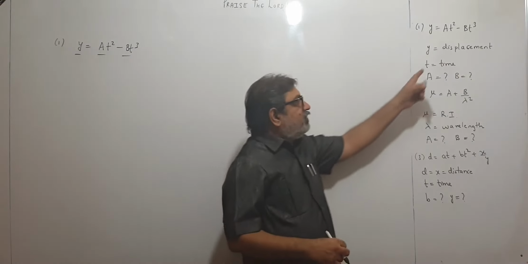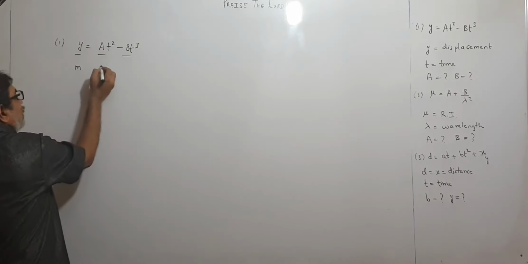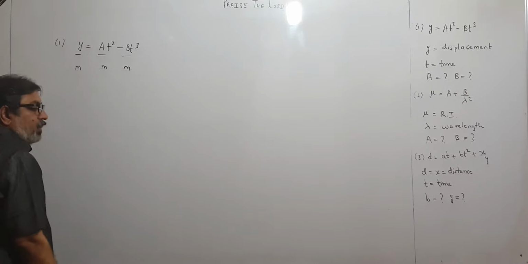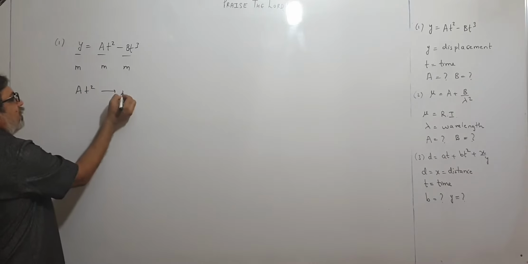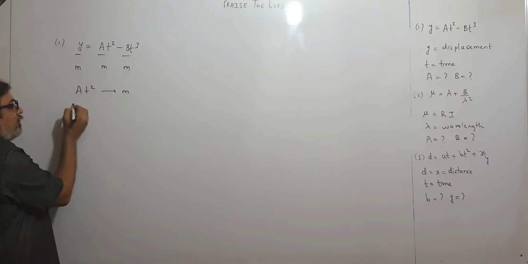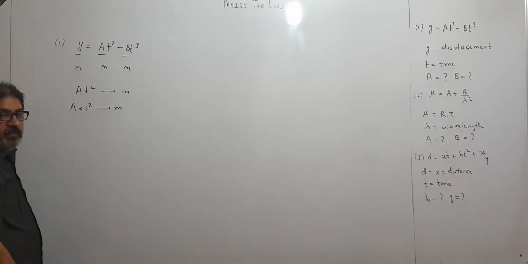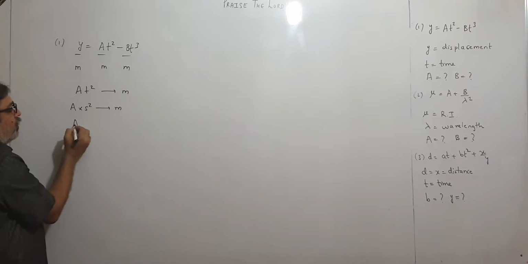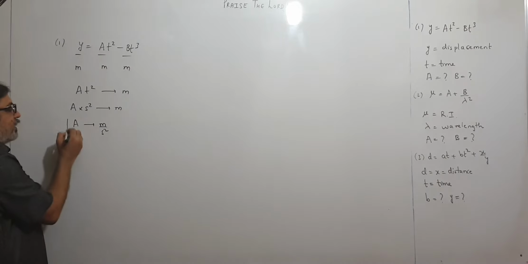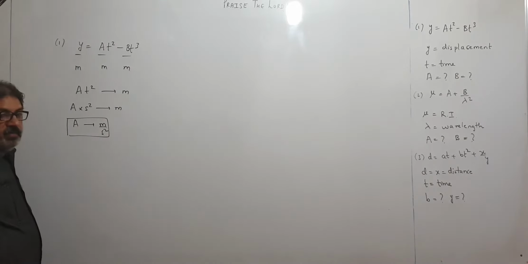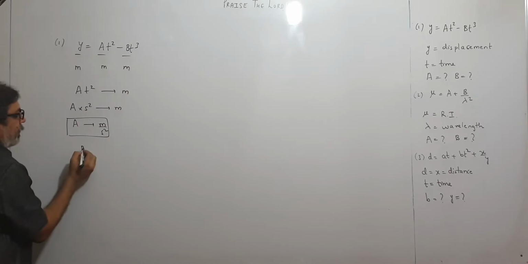Now it is given to me that y is displacement. So y is displacement, that means this should be meter, this should be meter, and this should be meter. All should be in meters. So that means at square should have unit meter. That means a into t, which is time given to me, second square should be meter. Take second square over there. So unit of a should be meter upon second square. So I get the unit of a. Cross multiplication, I come to know bt cube. Forget about minus. bt cube has unit meter.